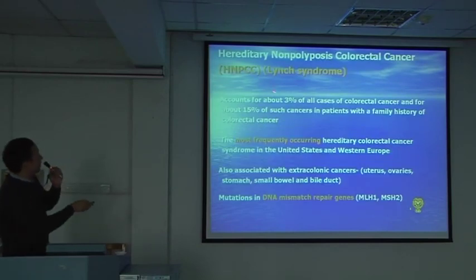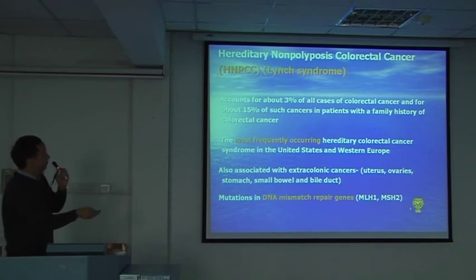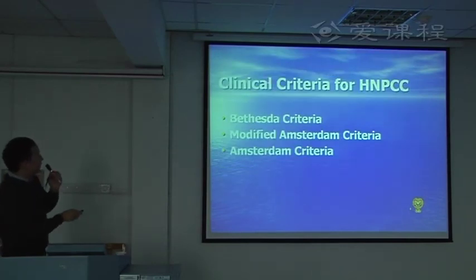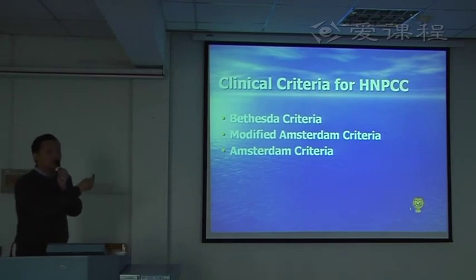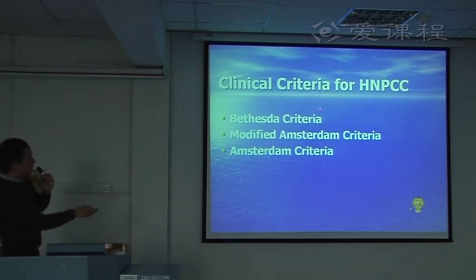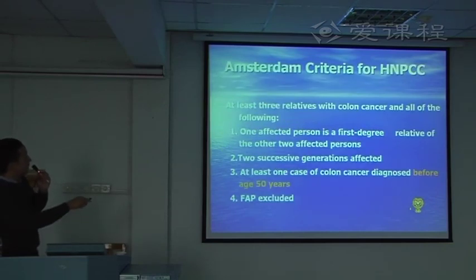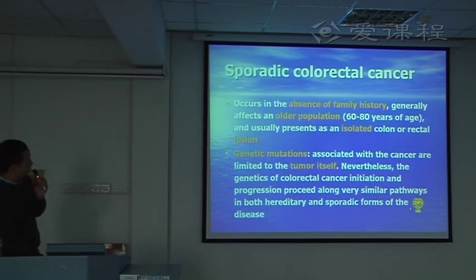What is HNPCC? Hereditary non-polyposis colorectal cancer, non-polyposis. So it's a mutation in DNA mismatch repair genes. And its clinical criteria, we will just go through with some criteria. So we use the modified Amsterdam criteria. This is the Amsterdam criteria. You can find it in your textbook, so just go through it.